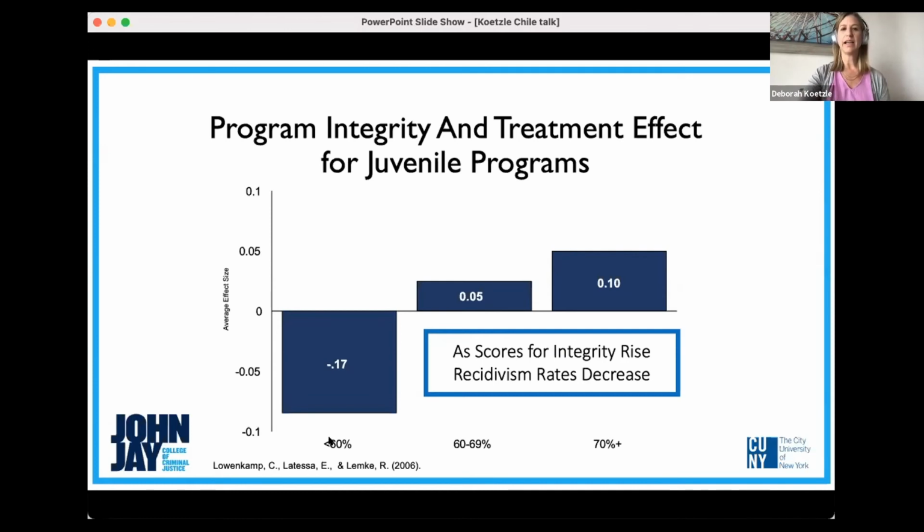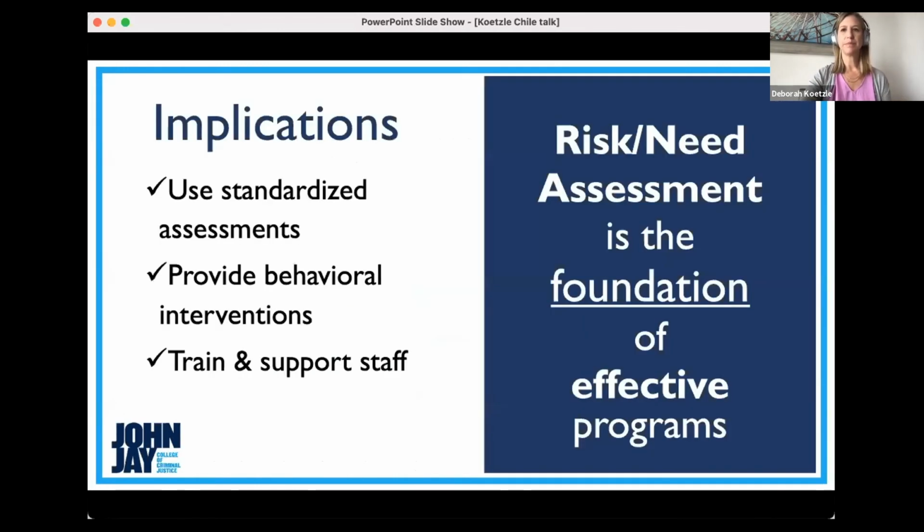Programs that were rated as less than 60% on this measure of program integrity increased recidivism, whereas once programs hit that 60% mark and above, recidivism rates came down. And so again, just really speaking to the importance of designing programs in a way that's consistent with the research if we want to reduce recidivism.